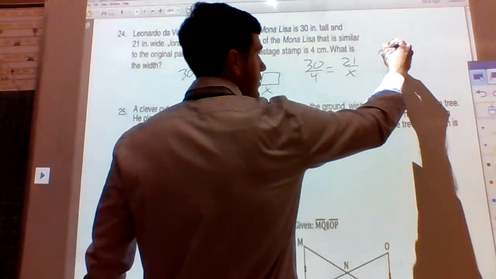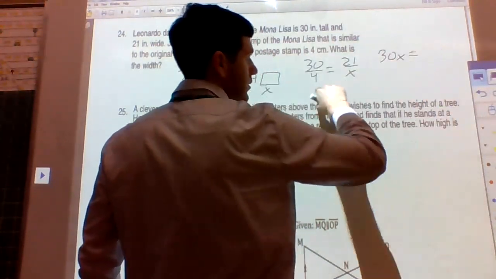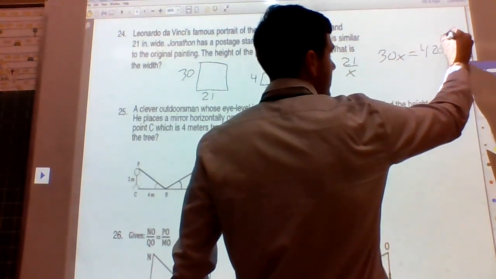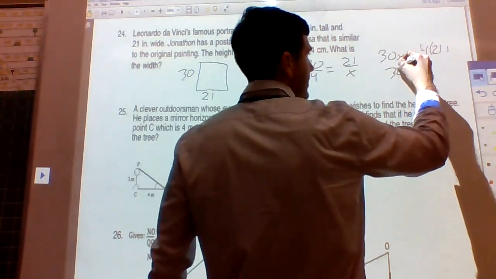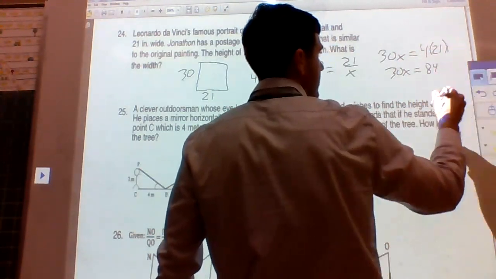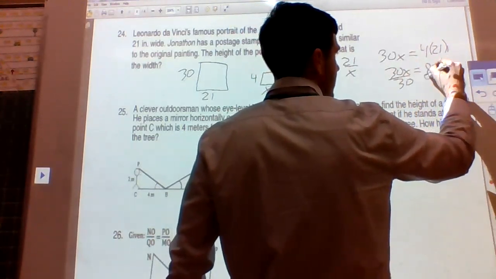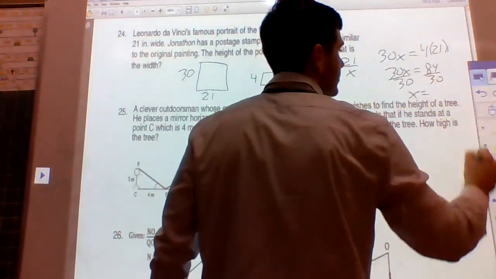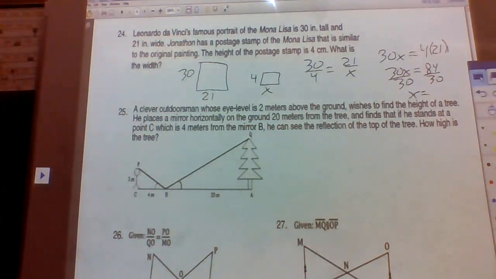Cross multiply, we get 30x equals 4 times 21. So 30x equals 84. Divide by 30, we get x equals 2 point something. 2.67, right?